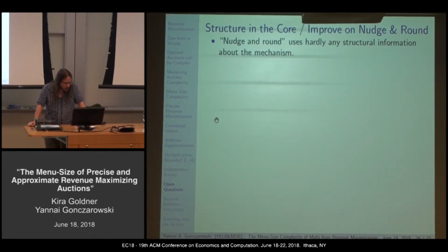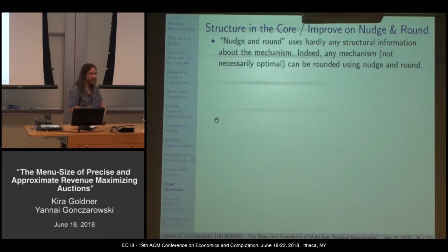So why is there hope? Nudging around uses hardly any structural information on the mechanism, in the sense that you can take any mechanism, it doesn't have to be an optimal auction, and you can round it using nudging around, right? When we looked at the nudging around argument, we said take any mechanism, nudge it a bit by a multiplicative factor, round distributions, you get a new mechanism with a small menu that only gets you epsilon less revenue than the original mechanism. Nowhere did we assume that the original mechanism had some structure that corresponds to being an optimal mechanism.